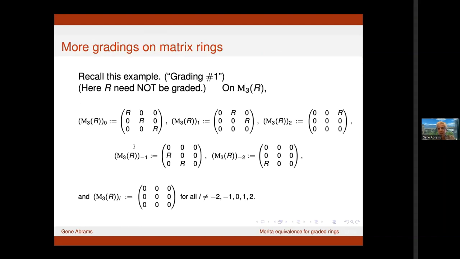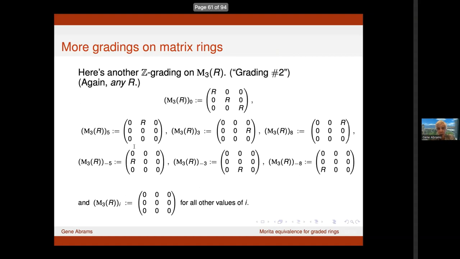Okay, but not all gradings are standard. I mean, here was an example of a non-standard grading on a ring. I'll call this grading number one on the 3x3 matrices over R, even though R itself might not be graded. Okay, here's another one that I just sort of, I don't know, randomly made up.